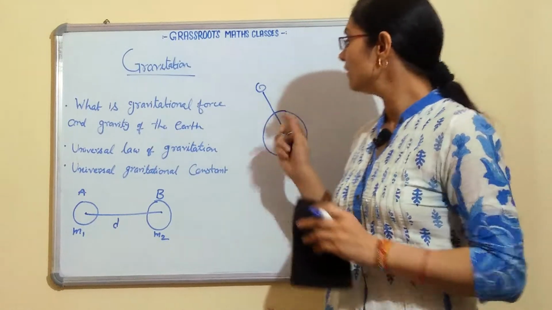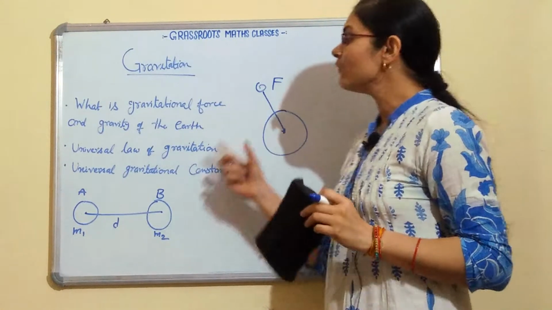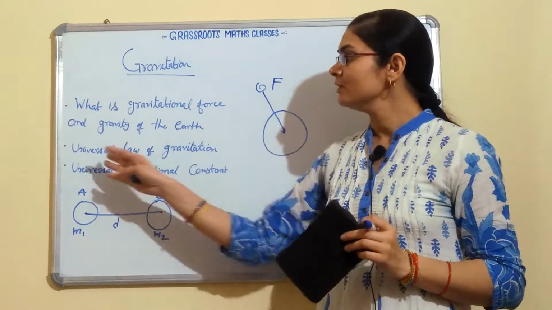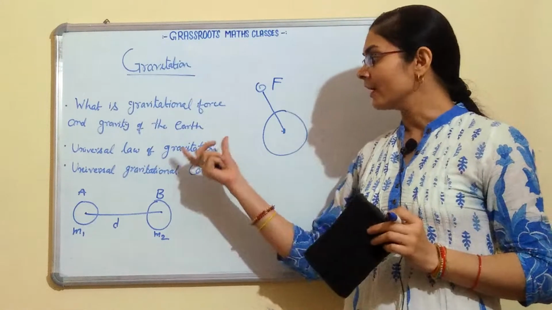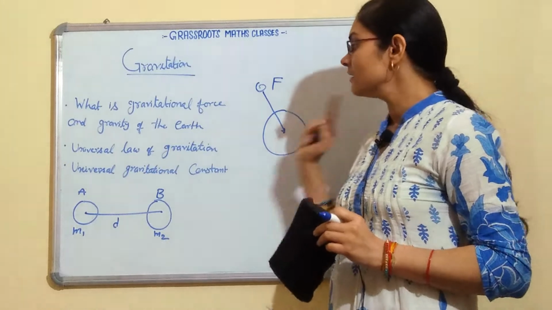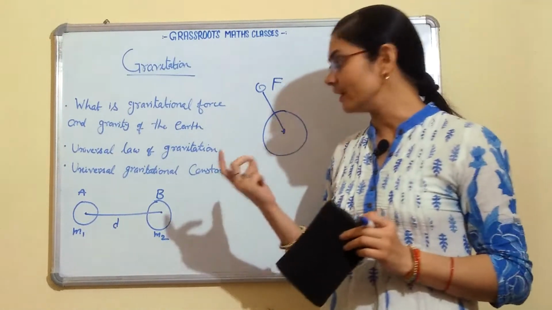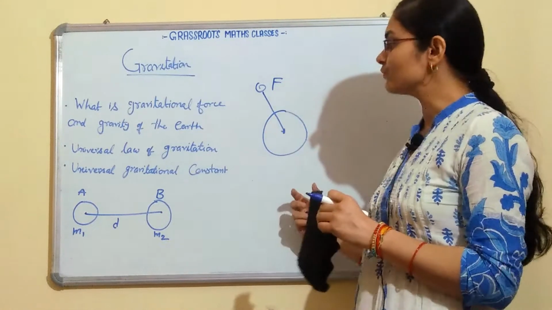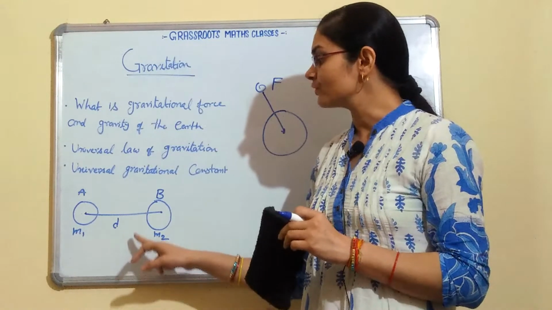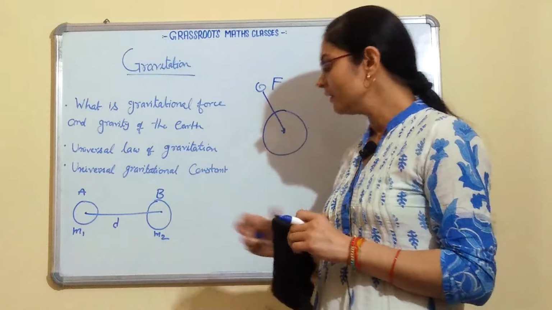Clear? Now, to find the value of this force, a law was introduced by Sir Isaac Newton, which is known as universal law of gravitation. According to this law, the force of gravitation between two objects is directly proportional to the product of their masses and inversely proportional to the square of the distance between them. Okay?